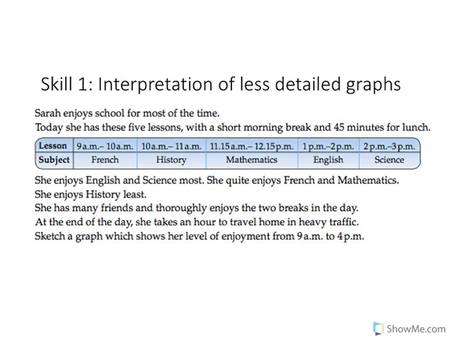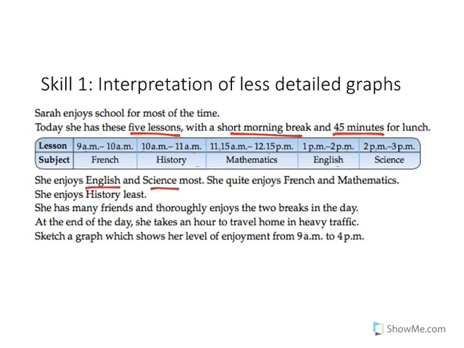Okay, another graph. Sarah enjoys school for most of the time. She has 5 lessons with a short morning break and 45 minutes for lunch. So here's her schedule. From 9 to 10, she's got French. 10 to 11, she has history. 11:15 to 12:15, she has math. 1 to 2, she has English, and so forth, she has science.